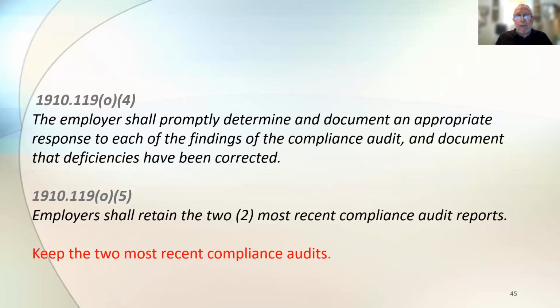The employer shall promptly determine and document an appropriate response to each of the findings of the compliance audit and document that deficiencies have been corrected. Employer shall retain the two most recent compliance audit reports. Now, you notice they don't give you like 30 days. They say promptly determine and document an appropriate response to each of the findings. Kind of leaves it open a little bit. So again, they're kind of giving you some wiggle room there if something is very, very complex. But generally speaking, they want you to do it pretty quick. If you find something wrong, you should be taking care of it.